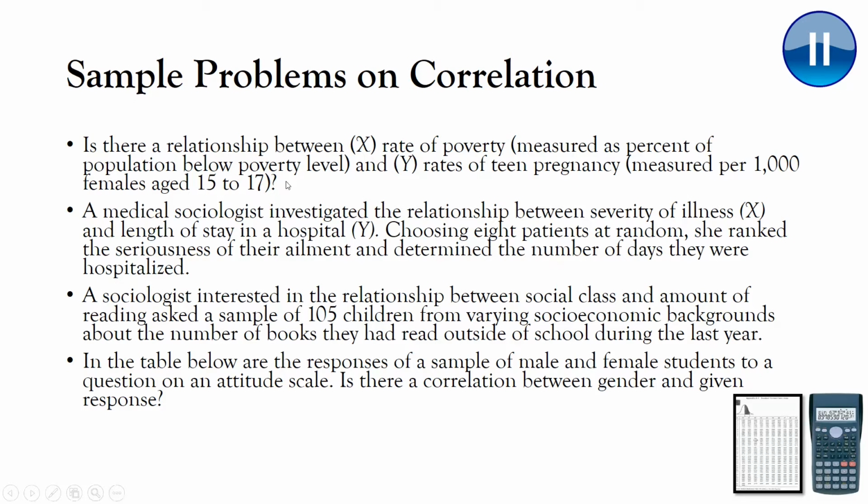Okay. The next problem: a medical sociologist investigated the relationship between severity of illness X and length of stay in hospital Y. Choosing 8 patients at random, she ranked the seriousness of their ailment. So the keyword is ranked, and determined the number of days they were hospitalized. Now this one is a problem on Spearman's rank order coefficient, or Spearman's rho. So why? Because the medical sociologist ranked the patients according to the seriousness of their ailment.